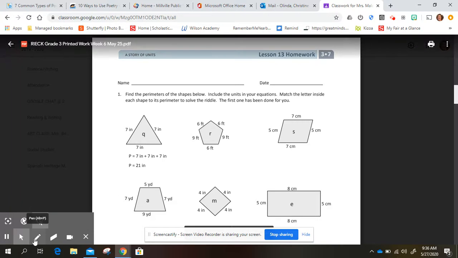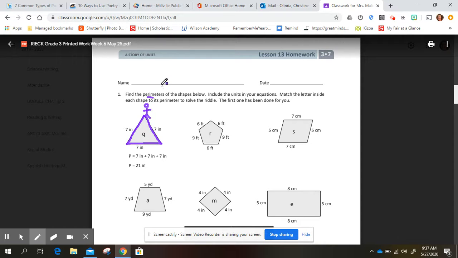All right. Number 1 says, find the perimeter of the shapes below. Include the units in your equations. Match the letter inside each shape to its perimeter to solve the riddle. The first one has been done for you. To find the perimeter, I'm pretending that I'm starting here and I'm a person, and I want to walk all along the edges. Like if this was my yard, I'm walking along the edges of my yard, or the rim, the perimeter. So how many steps would it take me in inches?